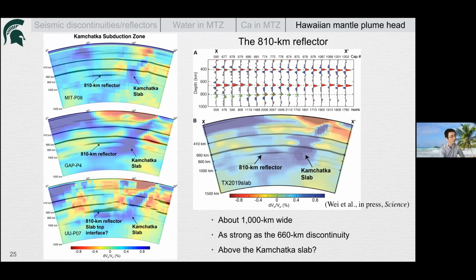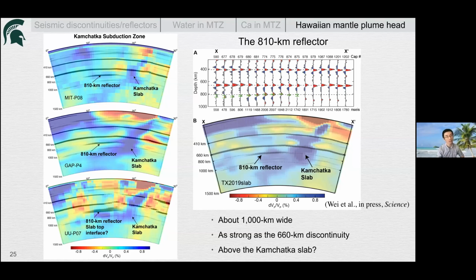So I tried to plot our observation, these stripes, on top of multiple tomography models. But interestingly, you'll find that depending on which tomography model you are looking at, this reflector could be well above the slab, like this one, or right above the slab, like this one, the UCheck model. Then the question is: what is the real geological meaning of this seismic reflector?